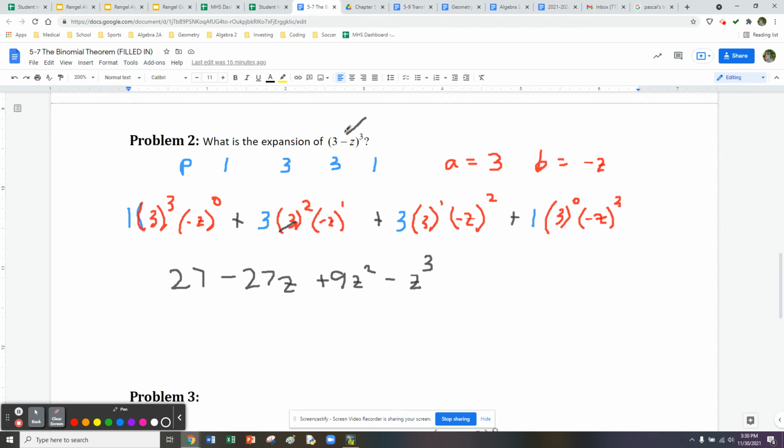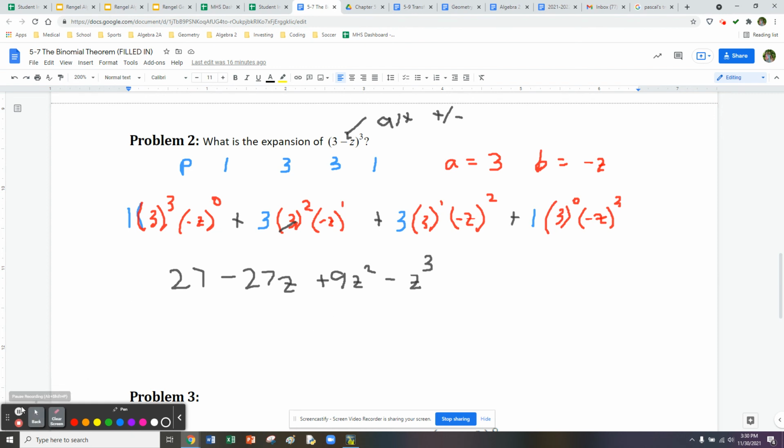Anytime you have this minus sign in here, you're going to see that it's going to alternate between plus and minus in your terms. So it's going to alternate positive 27, negative 27z, positive 9z squared, negative z to the third. So we'll see that alternating, that plus minus. All right, let's take a look at our last problem.